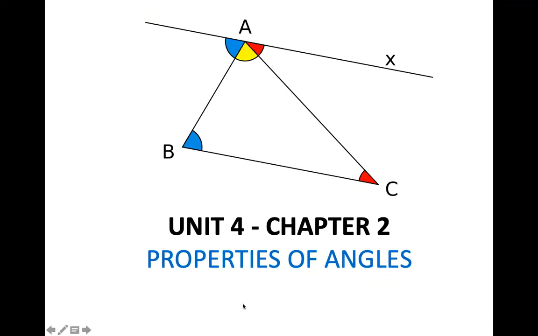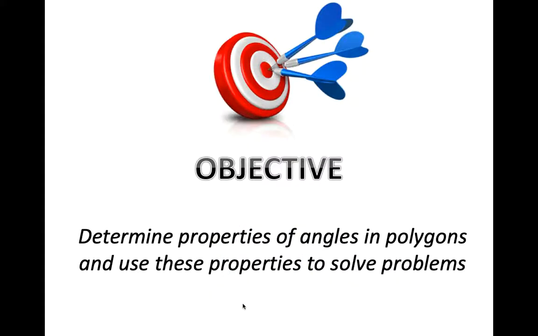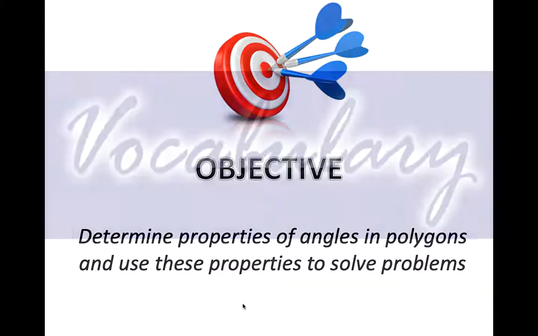So we're working our way through Unit 4, Chapter 2 in our textbook, which focuses on the properties of angles. And this lesson, 2.4, focused on the angle properties in polygons. As with each previous lesson, we learned about the various properties, whether it was with parallel lines or with triangles, and now with polygons. So we're going to gather together what that information is, and then we're going to use those to solve various problems.